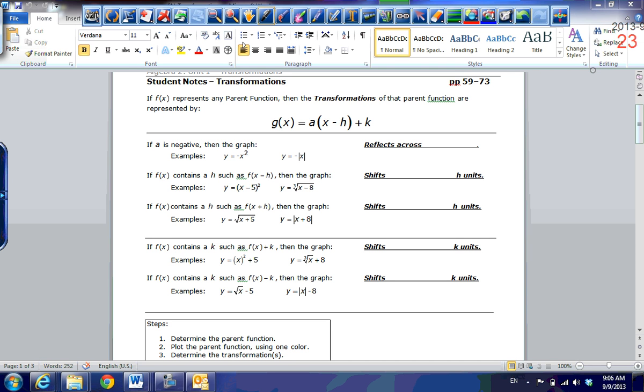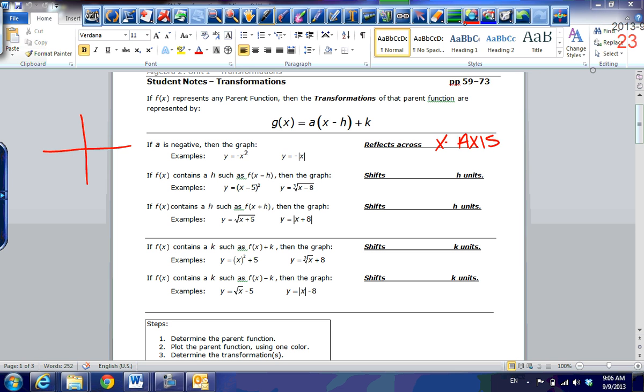When we talk about the transformations, we're usually talking about using this equation right here. You already have that written on your paper, don't have to write it down. We're going to talk about what each little thing does here. We'll get to the A, with the K in a moment. The first thing is if A is negative, it says it right there, then the graph becomes reflected across the x-axis. Got two examples there, negative x squared, and then the negative absolute value of x.